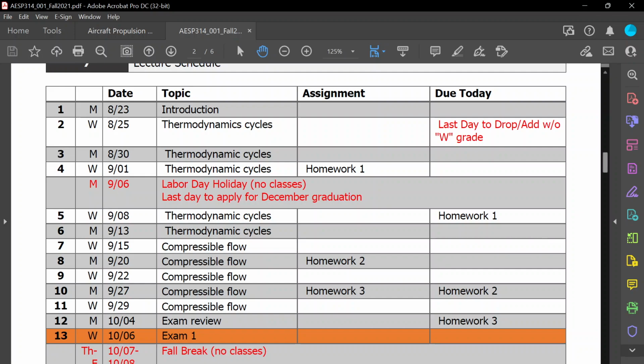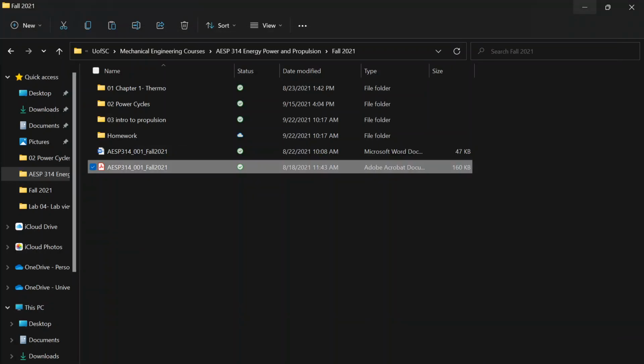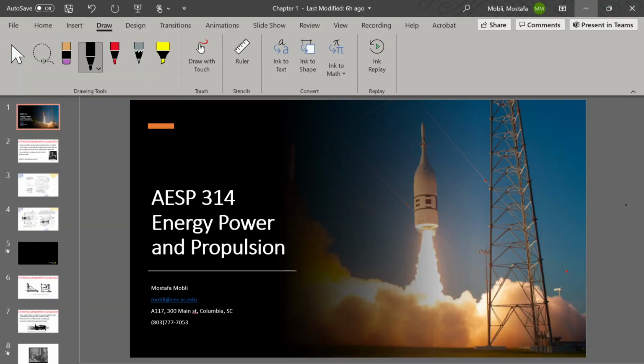Yeah, but just keep in mind that your exam is going to be on October 6th, which is the day before the fall break. So you take the exam, and then you go off to fall break, either to party or drink a lot of alcohol. Depends on how you perform on your exam, right?